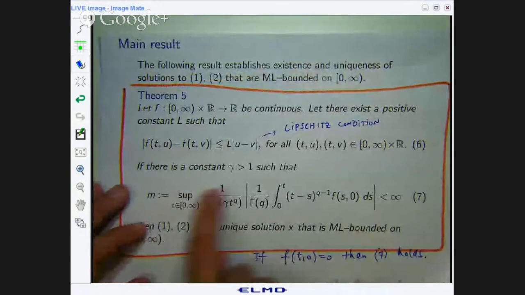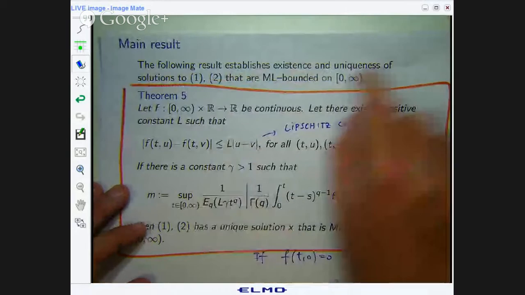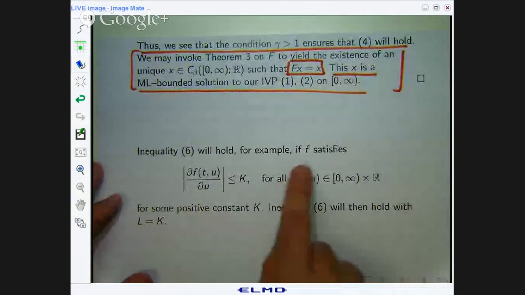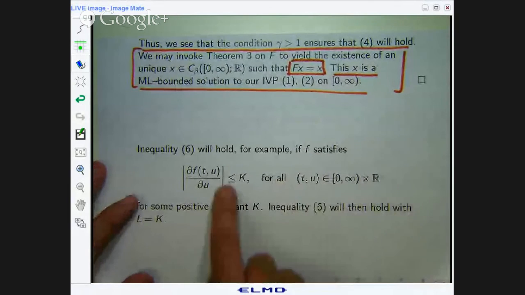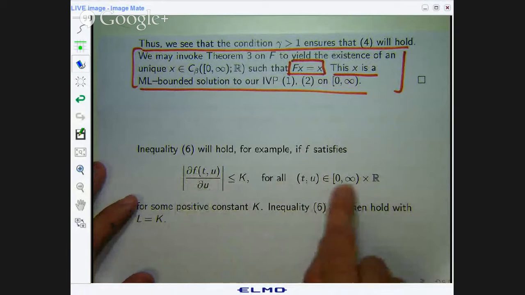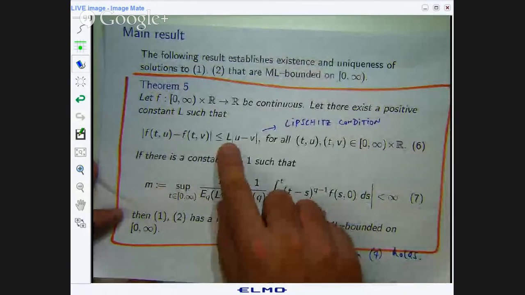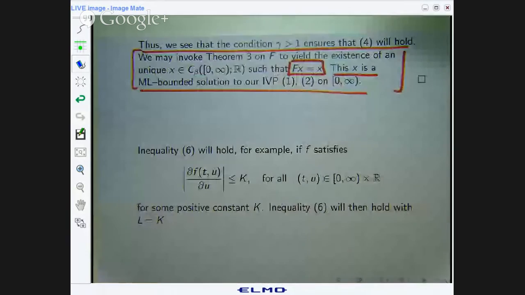All right, so you may be thinking now, well, come on, Chris, this Lipschitz condition, when does that hold? It's pretty easy to check that, but when does that hold? Well, if f is, say, continuous and its partial derivatives are bounded on this sort of half line crossed with the real line for some constant k, then inequality 6 will hold with Lipschitz constant L equal to this bound.